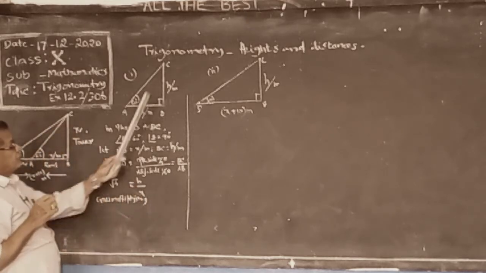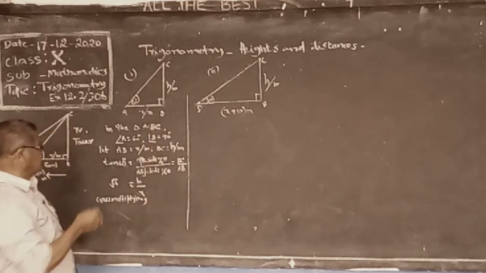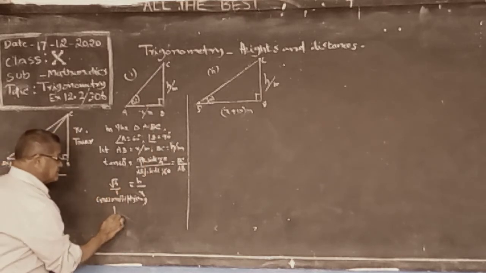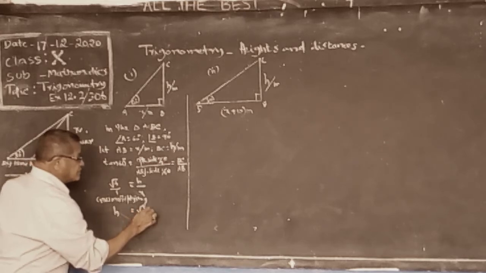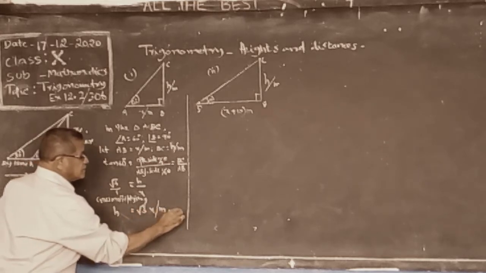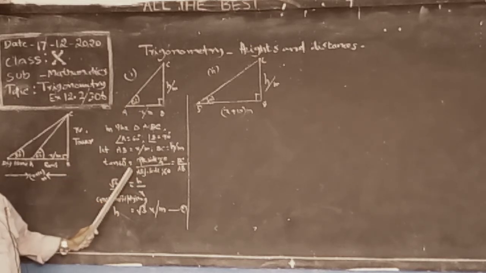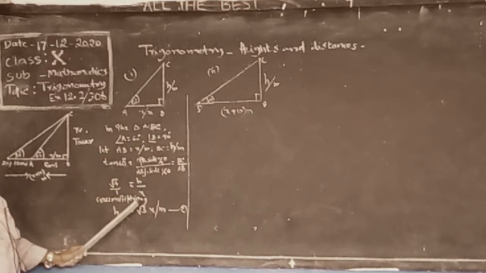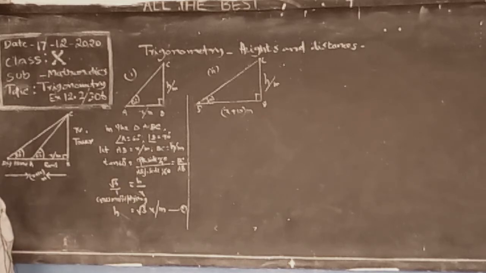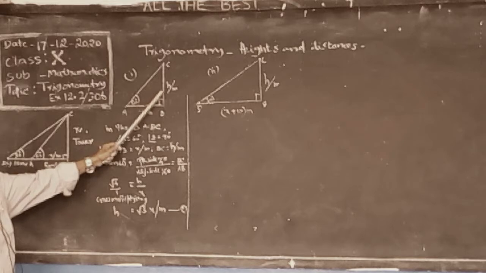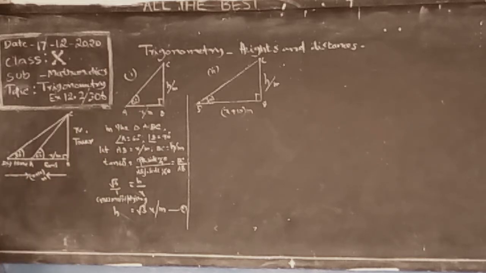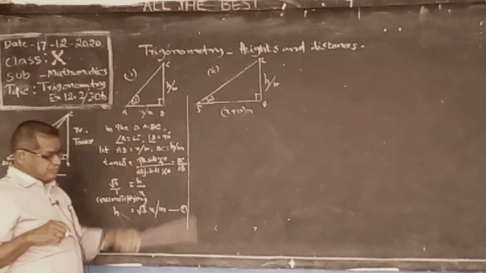h is common from both the triangles. So I am writing h is equal to root 3 x meters. Say this is number 1. We took tan 60 as opposite side of the angle by adjacent side of the angle, h by x. Cross multiplying, h is equal to root 3 x. We have to find height. That's why I am taking height first and common.